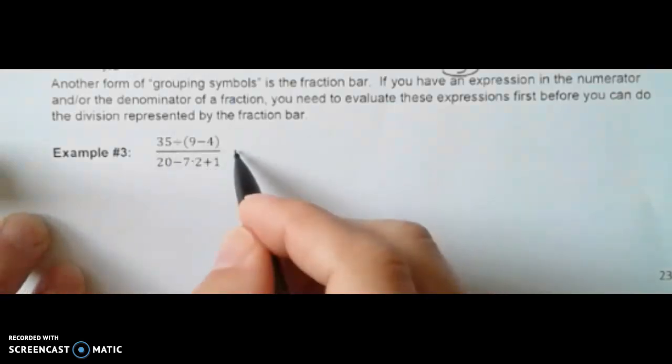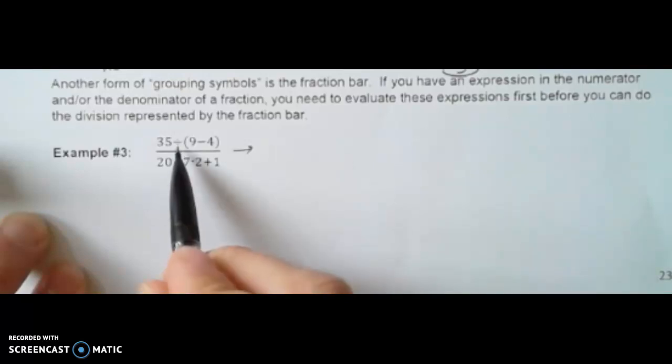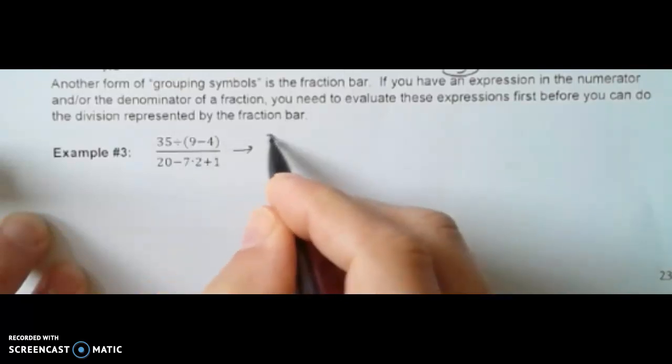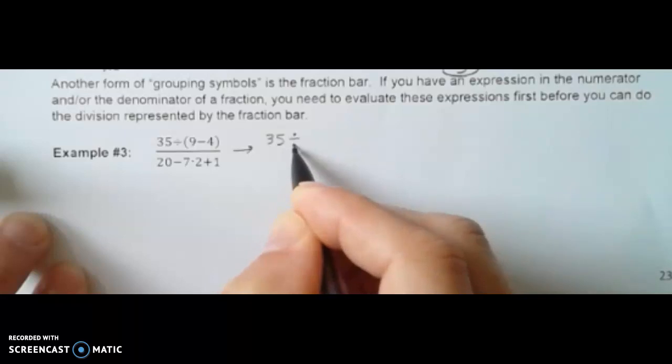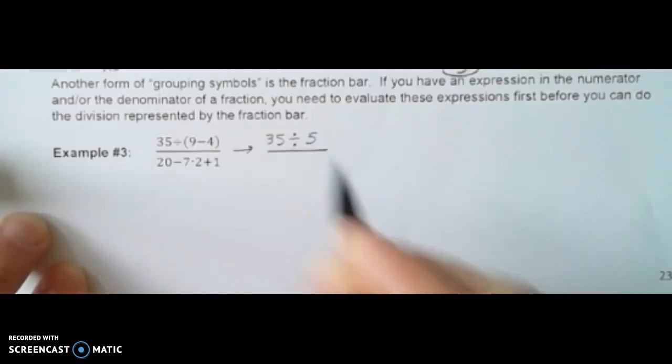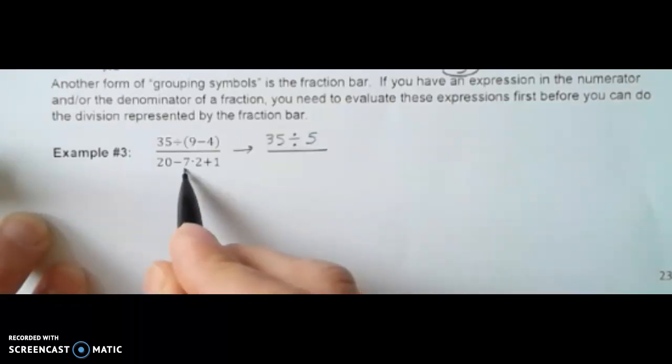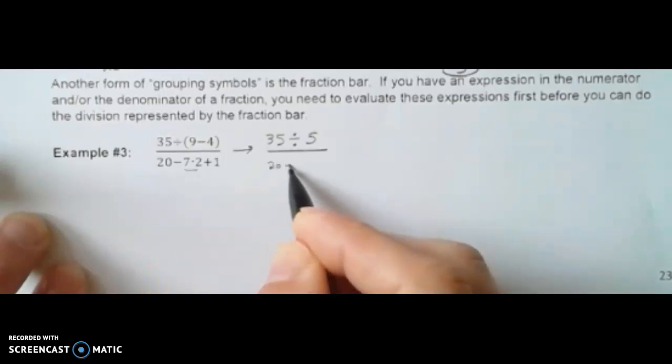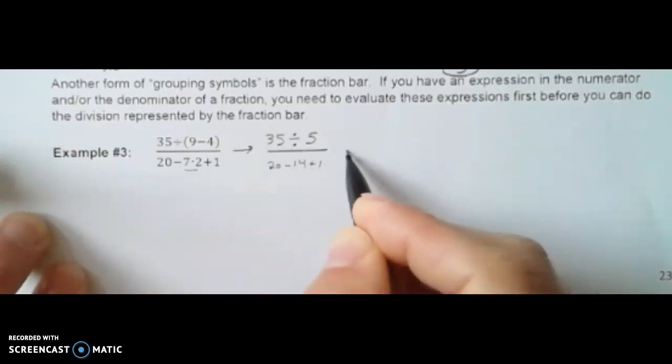Another form of grouping symbols would be the fraction bar. If you have an expression in the numerator and or the denominator of a fraction, you need to evaluate those first before you can do the division represented by the fraction bar. So I have expressions in both the numerator and the denominator. So what I'm going to do, I'm going to start with the numerator. I have division but parentheses here, so that's going to be 35 divided by 5. In the denominator, I'm going to multiply first, so this is going to be 20 minus 14 plus 1.